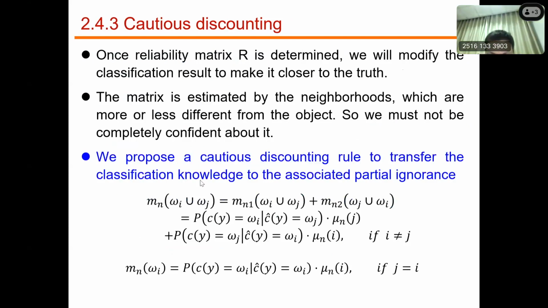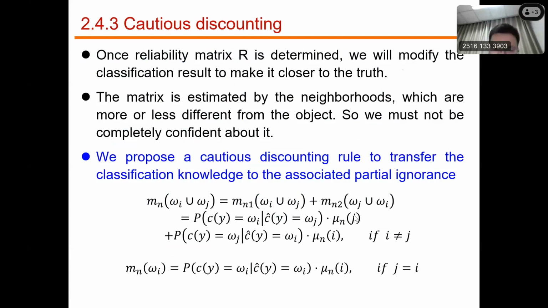For example, if this is the classifier output mu j, it means the object belongs to class J: the probability, or the mass or belief, of belonging to class J. But we have estimated, if the predicted label is omega j, the conditional probability that it is truly labeled omega I. This conditional probability is known. So we will transfer the probability to class omega I.